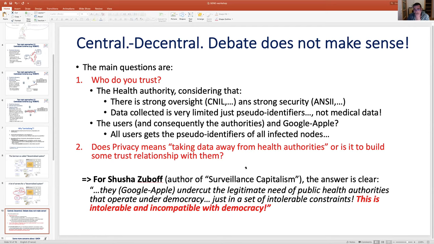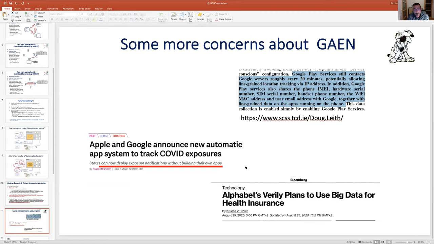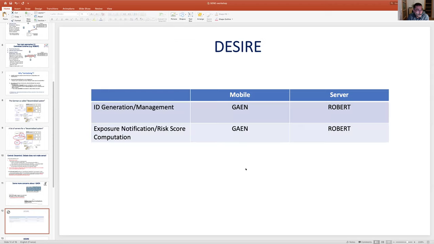There are some more concerns with GAEN. For example, there was a paper from our colleagues from Ireland that shows that Google is actually collecting much more data than they're claiming through the Google Play system. Google and Apple are now moving the whole thing into the system, so you don't even need to write an application, everything will be in the system. And the fact that Google is going into the health insurance business should be a concern to our community. They are not doing it for the sake of humanity. There is clearly a business behind all this.